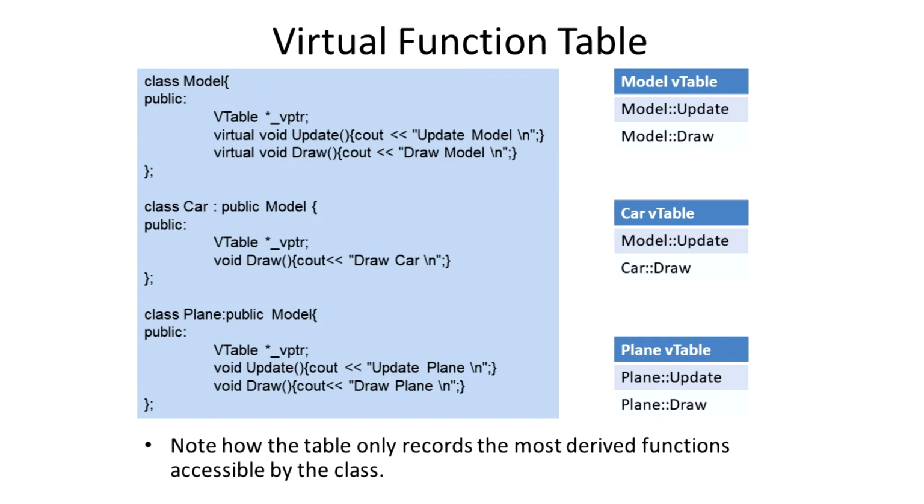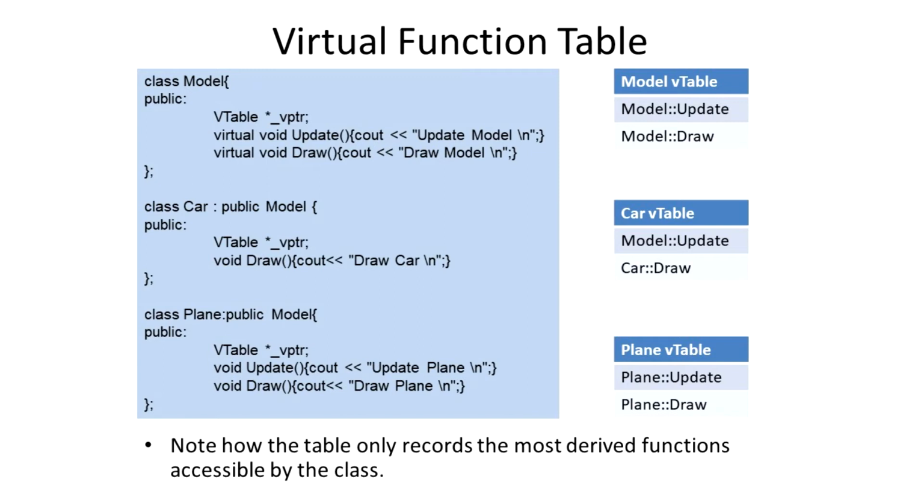Remember, this is at compile time. The first class we see is the model class, which has two functions. They happen to be virtual functions: one is update and another is draw. If we have a look at the corresponding VTable for model, the parent class on the right-hand side, notice there that we've got model update and model draw. So we've got the pointers to those functions, which happen to be virtual functions.